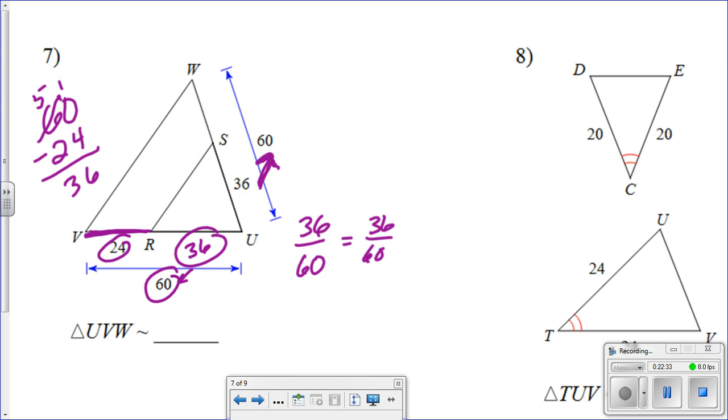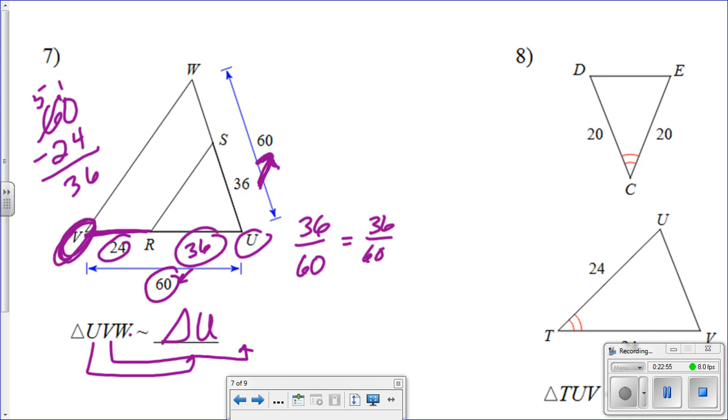Okay, so let's fill in the statement here. UVW, so that's our large triangle, is congruent to triangle, not congruent, I'm sorry, similar to triangle. Now if U is first, U happens to be in both triangles, so U is next. So now you've got to ask yourself what goes with the V. So the V in this triangle is similar to the R in that triangle, and what goes with the W here would be your S. Done.